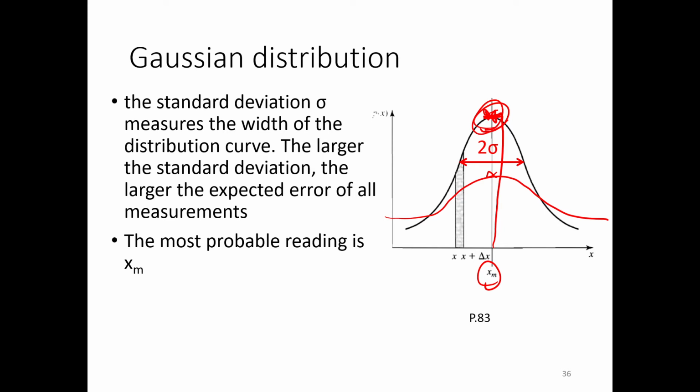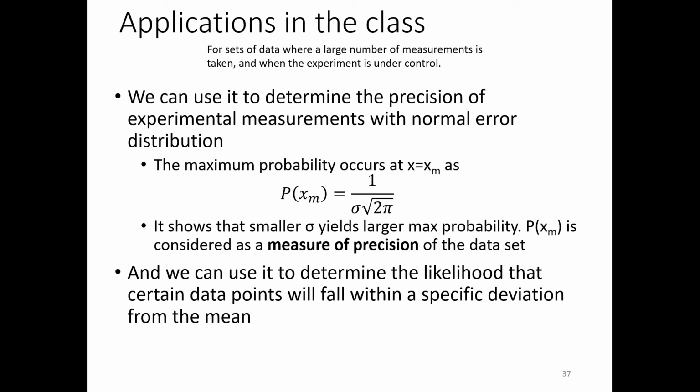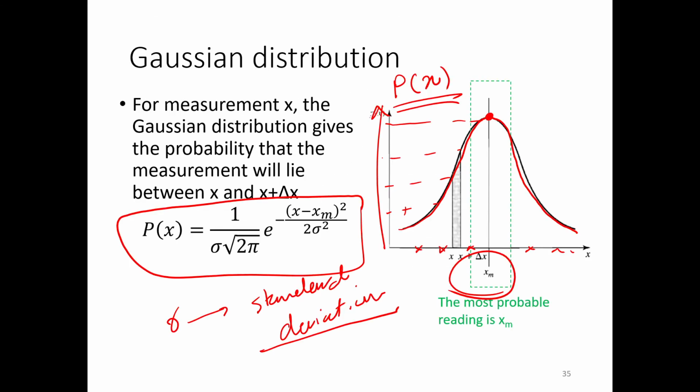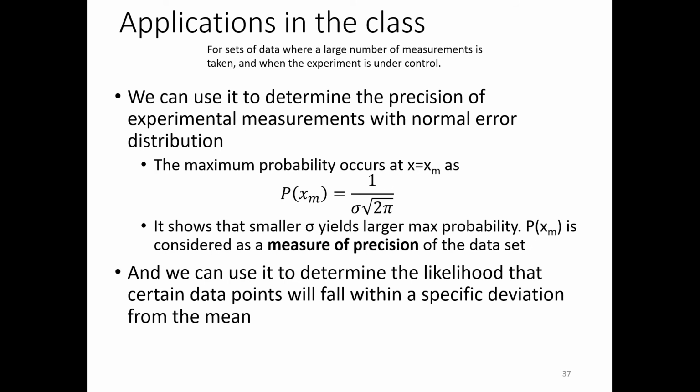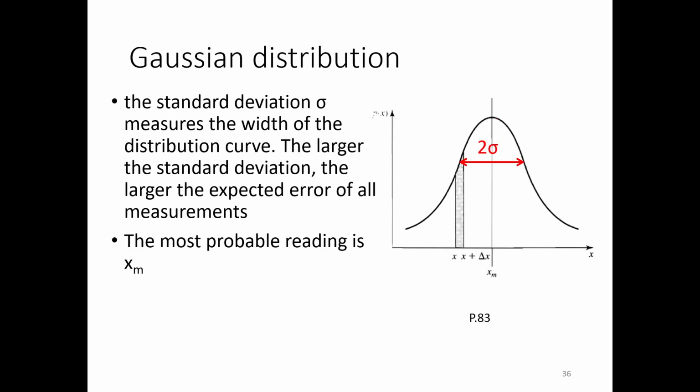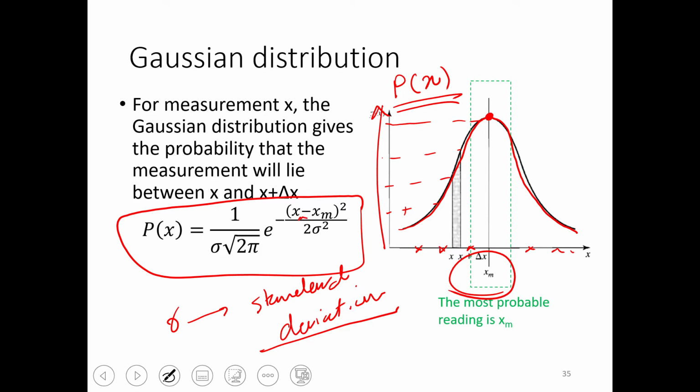Okay, so the ideal case is that your normal distribution looks something like this, with a very small distribution. Again, the most probable reading is x of m. We can of course use this formula to find the maximum probability you can get for x of m. The maximum happens at x of m. You just put the x of m here. This will go to 0. This whole thing will go to 1.